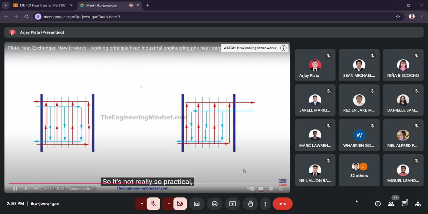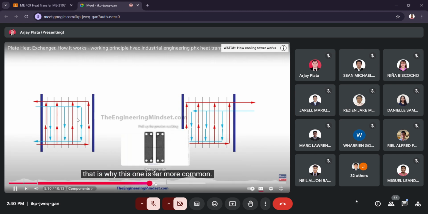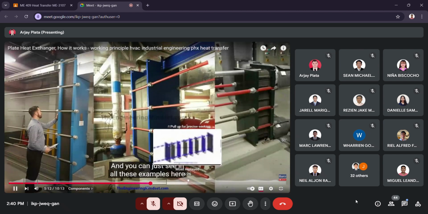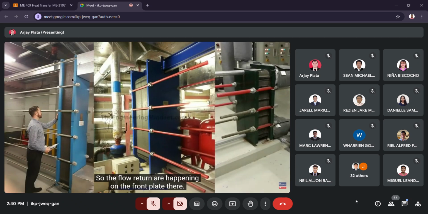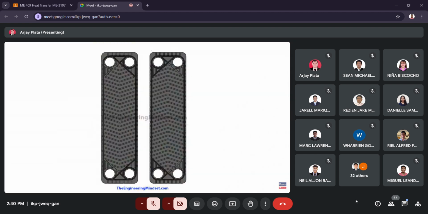So it's not really so practical. That is why this one is far more common. And you can just see in all these examples here, that is exactly what's happening. So the flow and return are happening on the front plate there. So how does it work?